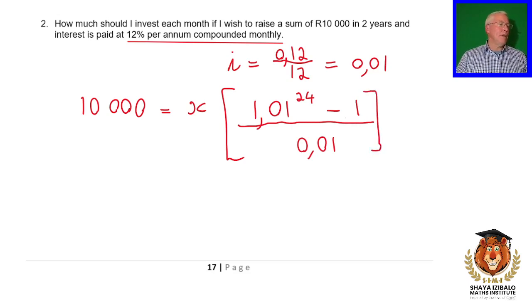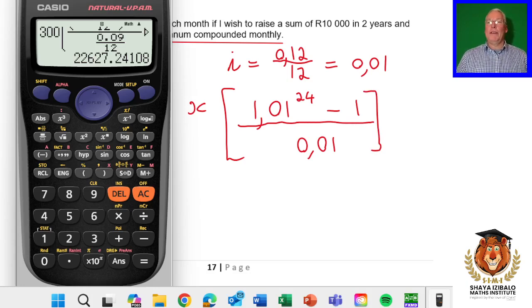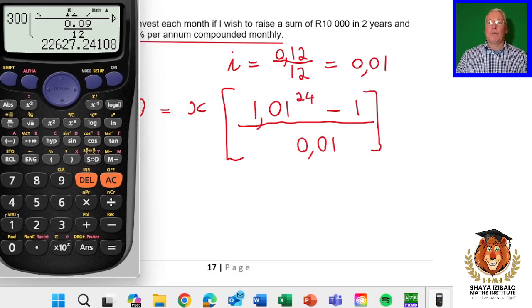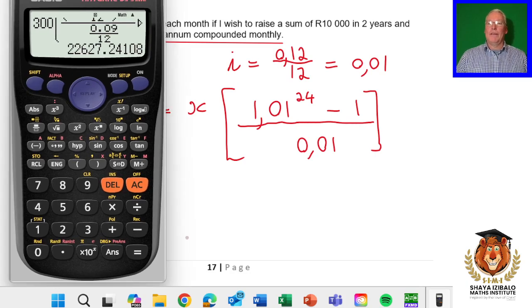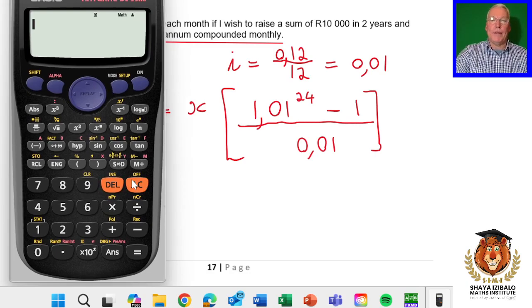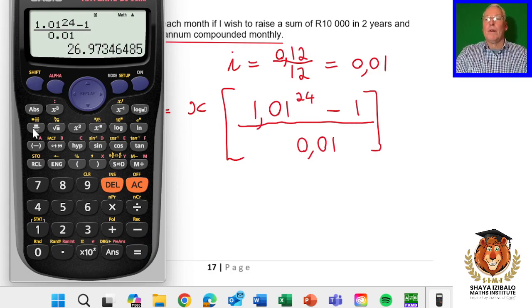Okay, so what we're going to need to do is work out what this stuff in the square bracket is. Right, let's take a look. It's 1.01. It's fraction button first. Fraction 1.01 to the power of 24 minus 1 over 0.01. Okay, and it's about 26.973.